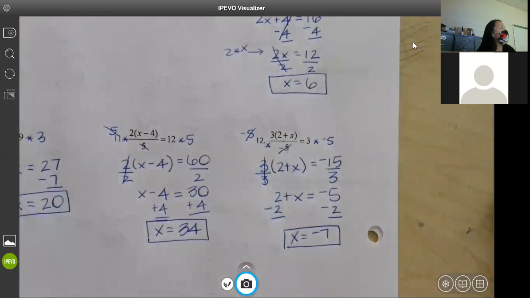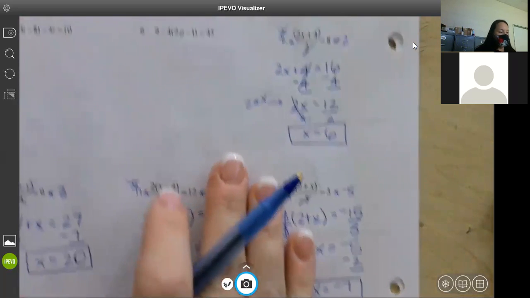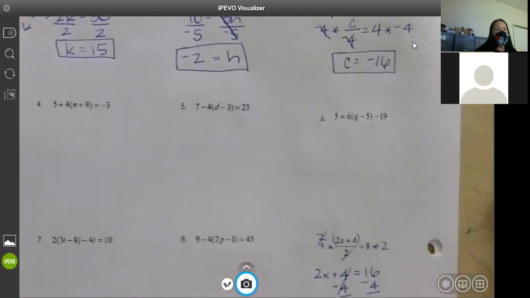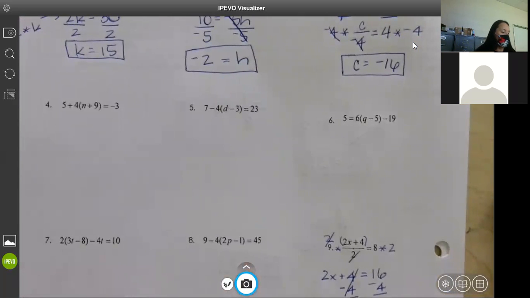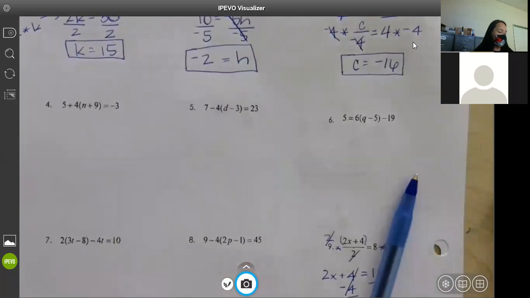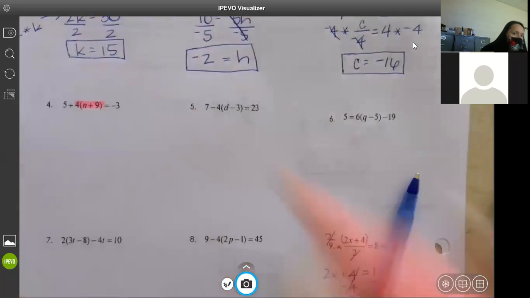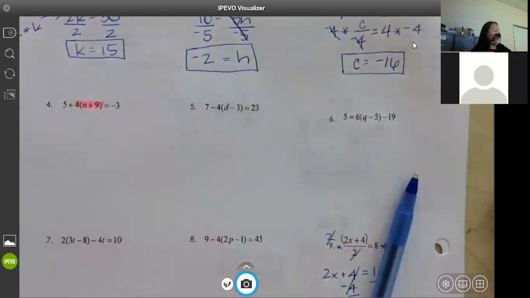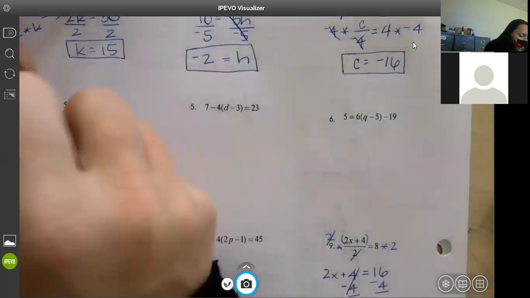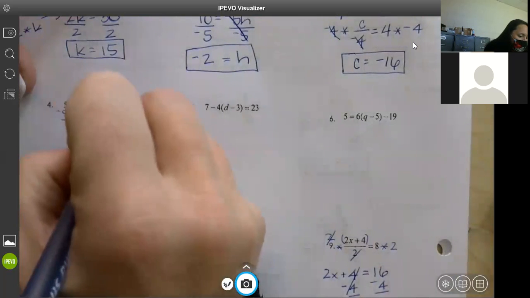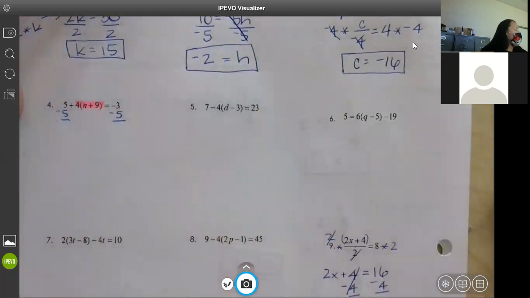All right, any questions? All right, look at number 4. All right, same thing. Here's what I'm going to show you. These are together and cannot be touched yet. What is not with it? The 5. It's a +5. So how do I get rid of it? Subtract the 5. Once I do this, it's going to look like the last problem.